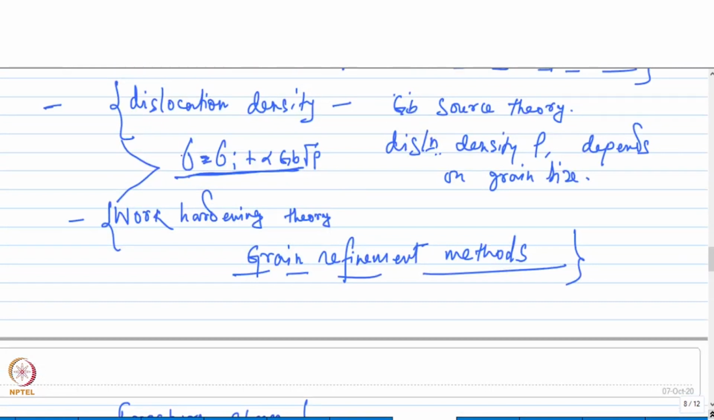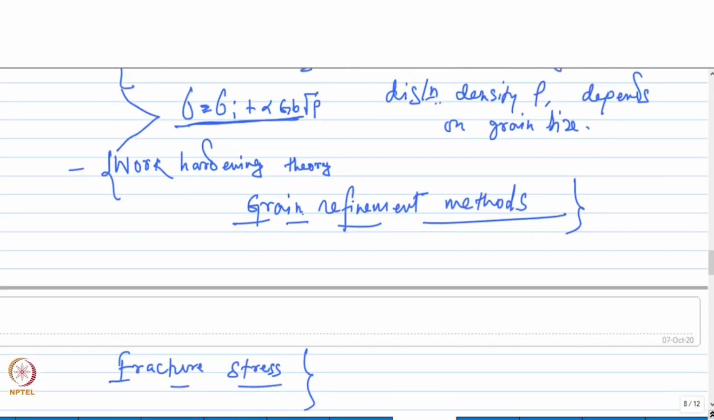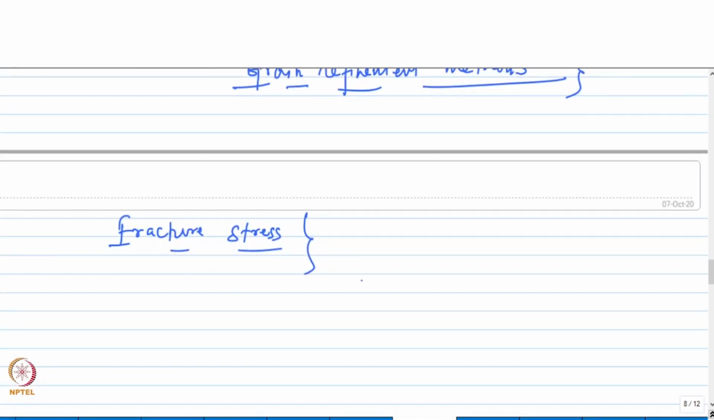But before that, let me also tell you a few more effects of grain refinement. For example, if you talk about the fracture stress, this also kind of follows the Hall-Petch relationship. So this stress that you had seen before was primarily the yield stress, right? When we discussed the Hall-Petch relationship, the fracture stress will also follow the Hall-Petch kind of relationship with regard to the grain size. So as you decrease the grain size, the fracture stress would also increase.